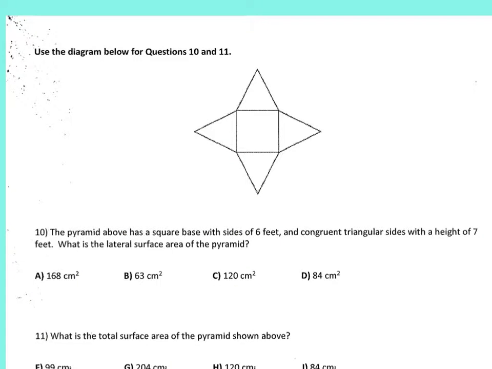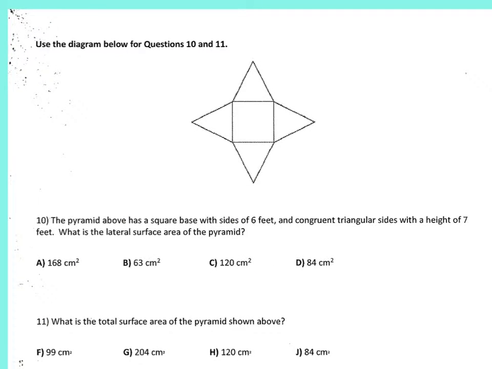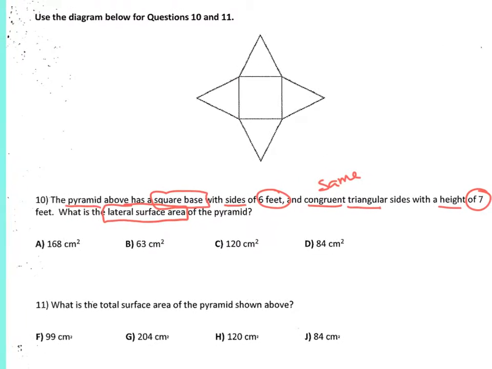Okay, number 10. The pyramid. They're giving us the shape. The pyramid above has a square base with sides of 6 feet and congruent triangular sides with a height of 7 feet. So that means they're all the same. What is the lateral surface area of the pyramid? So what does lateral surface area mean?